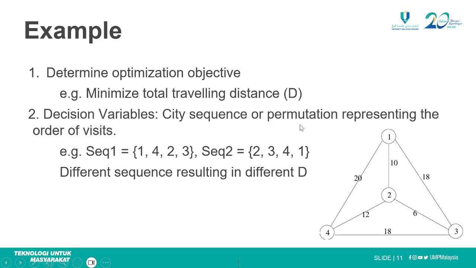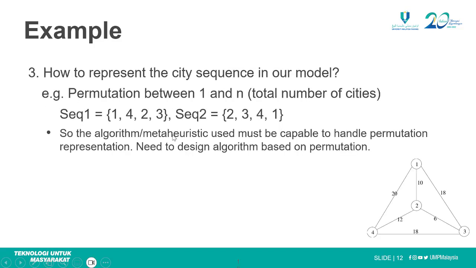If we refresh back on the spring example that we discussed in the earlier video, we had a combination of continuous variables as well as discrete variables. But in this example, we have the permutation variable. So how do we represent the city sequence in our model? We can use a permutation of the numbers 1 to n, where n is the total number of cities, as shown earlier. This is just two examples, and we can create more traveling sequences.